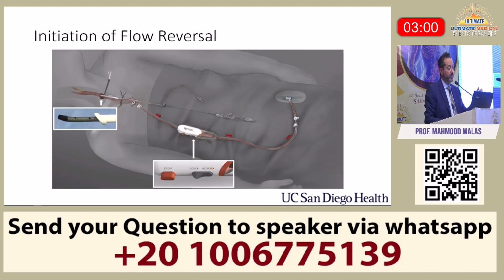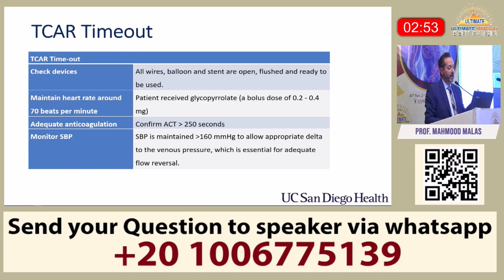So once you have the sheath in there, you connect the arterial sheath to the venous sheath with this system right here. Once you do that, you have a passive reversal flow. At this moment, we do something called TCAR timeout. We just take a pause. We make sure that the patient is heparinized, ACT is therapeutic. We make sure all our wires and stent and balloon are open on the back table. We give the patient glyco to prevent bradycardia from ballooning. We make sure the blood pressure is high.